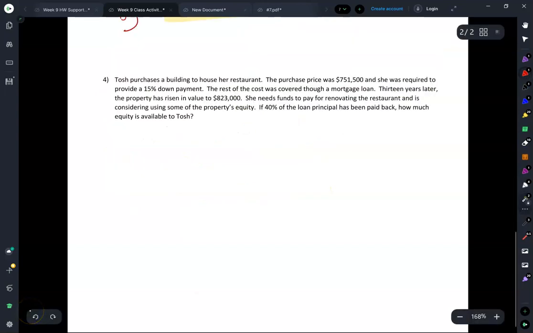For this last one, we have Tosh, who purchases a building to house her restaurant. The purchase price was $751,500, and she was required to provide a 15% down payment. So we don't know what the mortgage is. The rest was covered through a mortgage, but we're not given that. But we can figure that out based on this information.